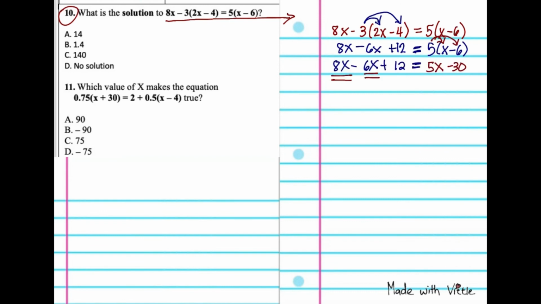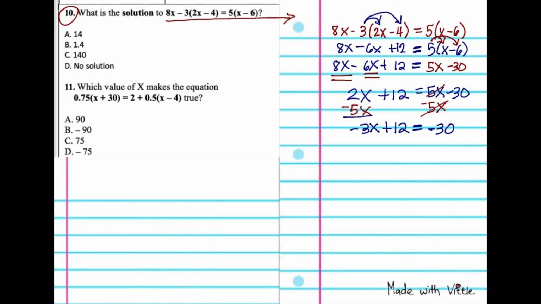If you see like terms on the same side of the equation, then you go ahead and add them up if they're the same signs. If different signs, subtract. Now you want that 5x to be eliminated on that side, so you subtract 5x on both sides.